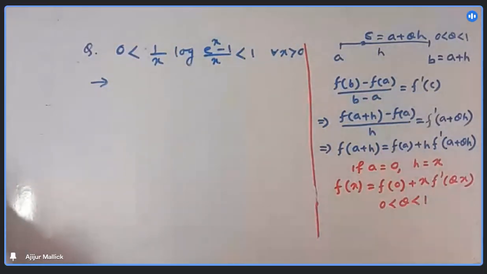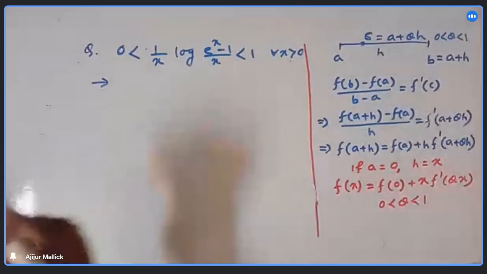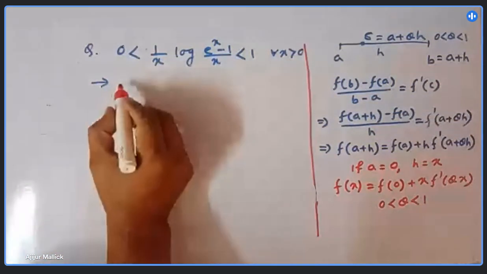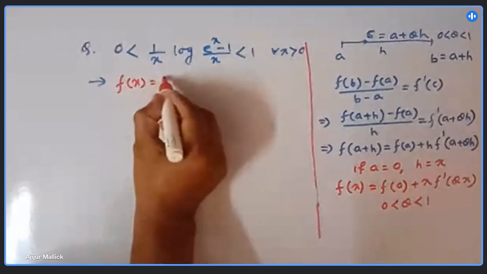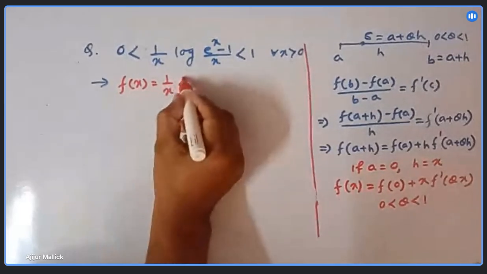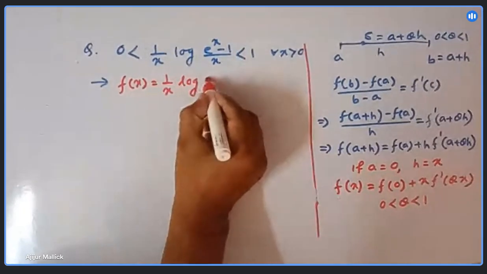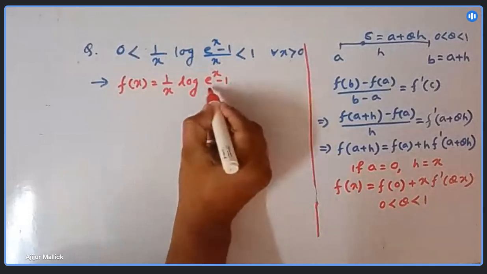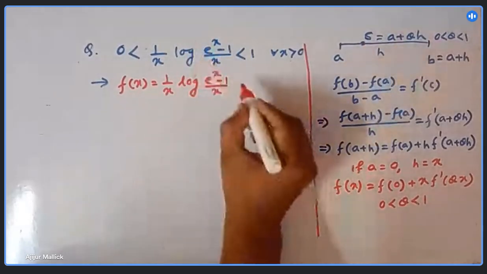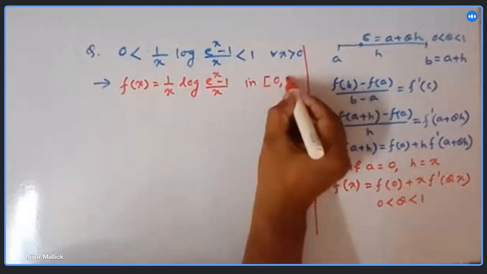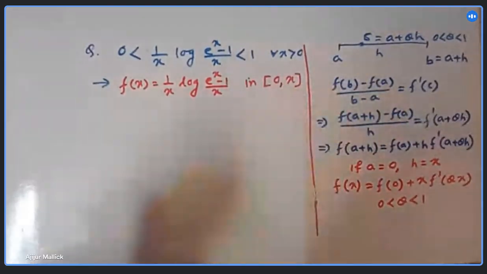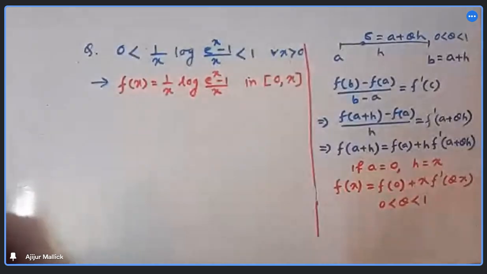Okay, step by step. Look at the board first. If we take f(x) equal to 1 by x into log of (e to the power x minus 1) by x in the closed interval [0, x], then is there any problem?